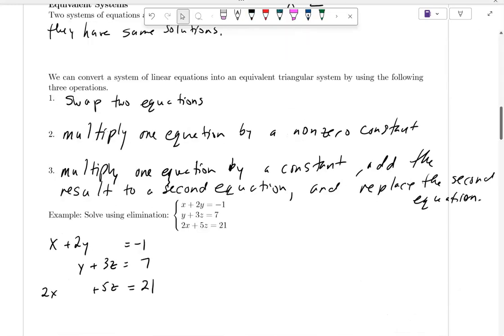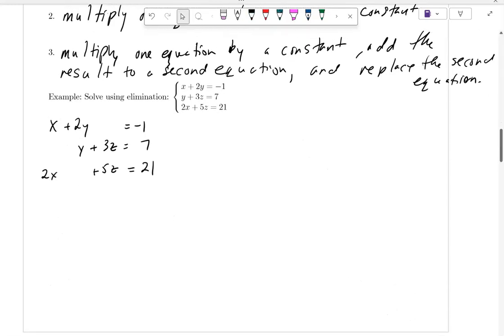So let's look at the system that we're given. The first thing you want to do is get a 1x in the upper left-hand corner. Do I have a 1x in the upper left-hand corner? Good, that's done. That was step 1. Step 2, get rid of the other x's. Do I have any x's to get rid of in the second equation? No, but I do in the third, right? Now let's think about it this way. I want to make this a 0. What do I need to add to 2 to make it 0?